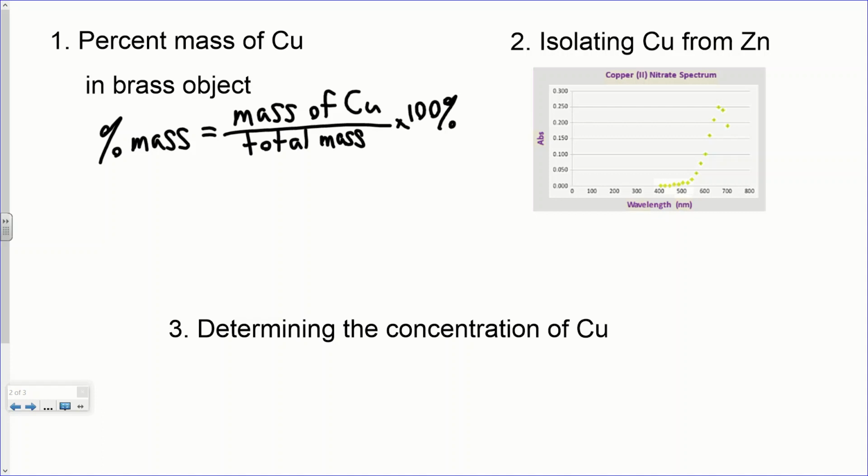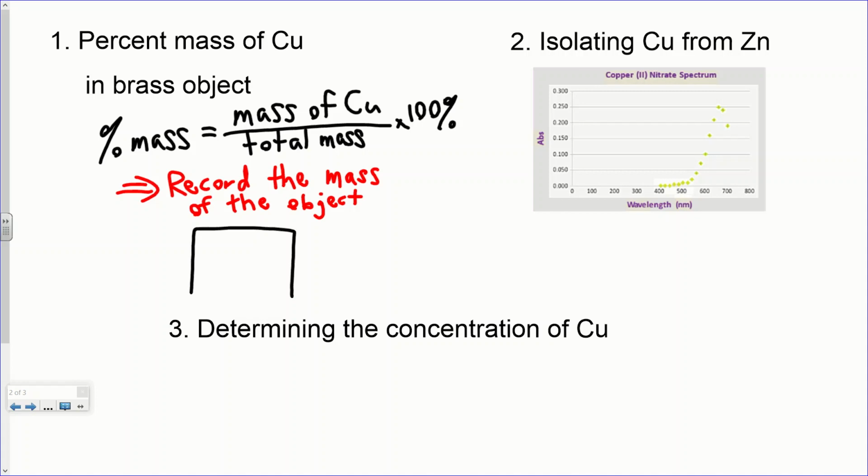All right, so in order to find this percent mass of copper in your brass object, you're going to have to record the mass of the object. And this is very important that we remember to do this before we destroy our object. So the first thing you should do is to record the mass of the object that you're going to be measuring. Okay? And then we got to figure out the mass of copper. Now figuring out the mass of copper is going to be very hard.